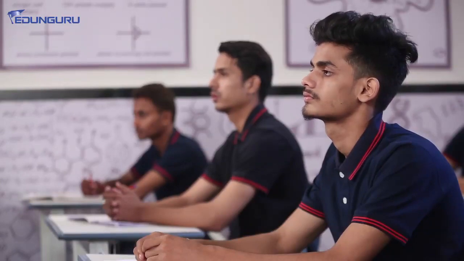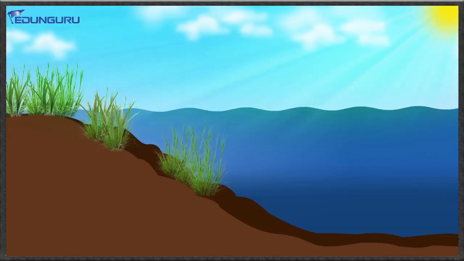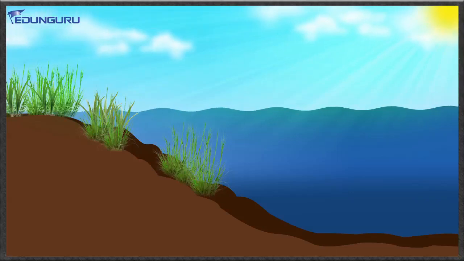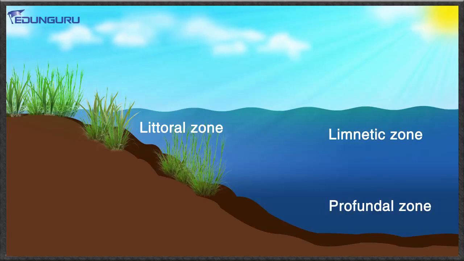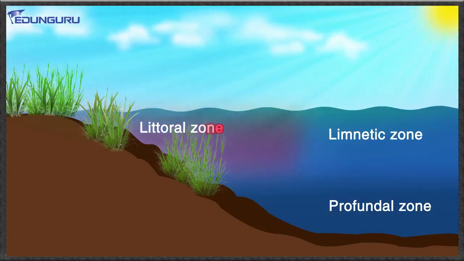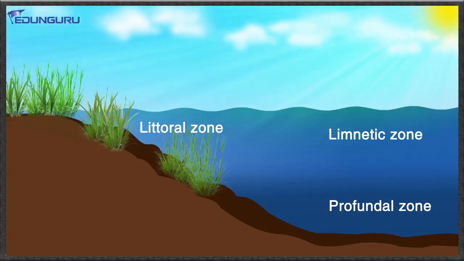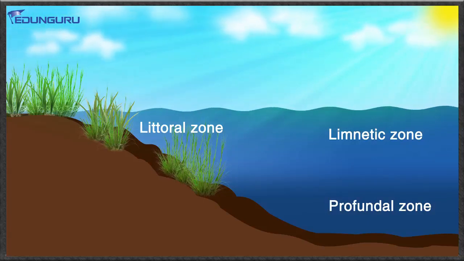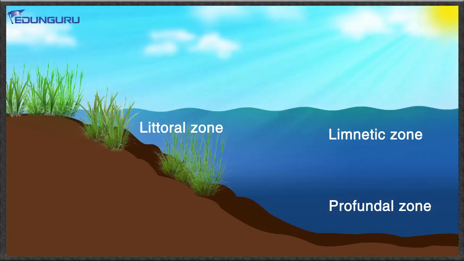And I would like to draw your attention towards the screen. On the screen, the shore of a lake is shown. Now there are clearly three zones identified in a lake. And what are they? They are the littoral zone, limnetic zone, and profundal zone. Now what is the littoral zone? Littoral zone is the zone which is in continuation with the terrestrial area, and it is characterized by the presence of rooted vegetation. You can see in the diagram. Wherever rooted vegetation is present, what we call is the littoral zone.